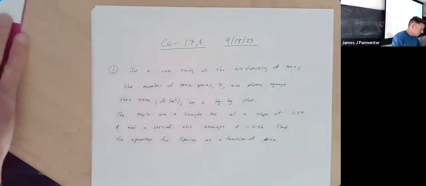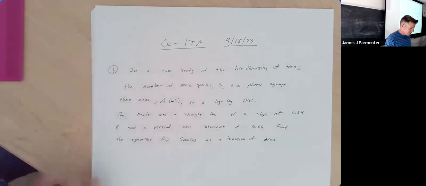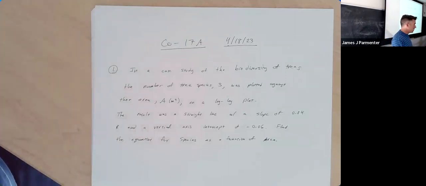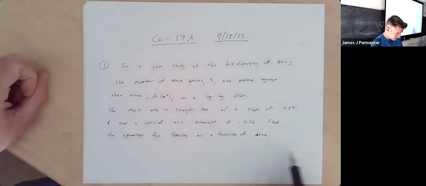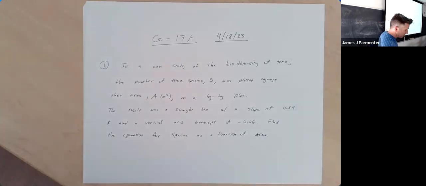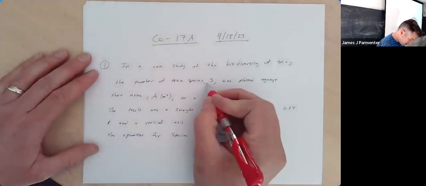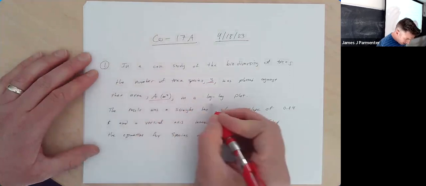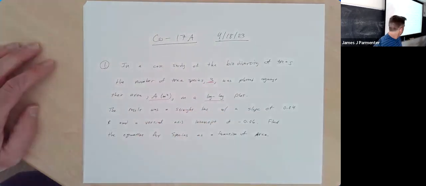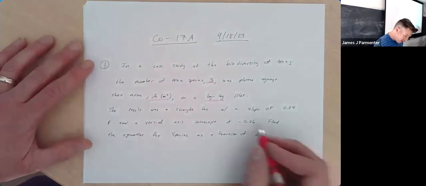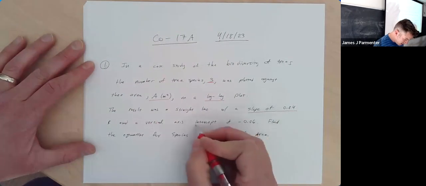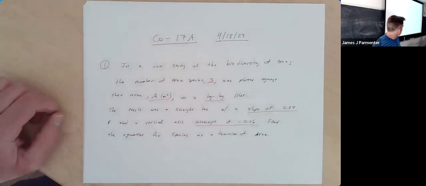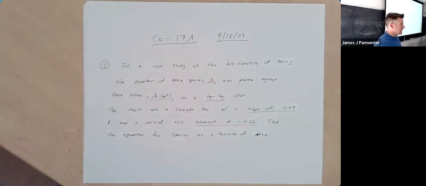Okay, so that's the whole build up. Now, there's a lot of words there. We don't need all these words. So when I see a question like this, where they're asking me to find the species as a function of area, I'm kind of trying to identify the key things here. And so what I see is, well, we have species plotted against area on a log plot. And what we got was a slope of 0.84 and a vertical axis intercept of negative 0.06. So those are the pertinent pieces of information.